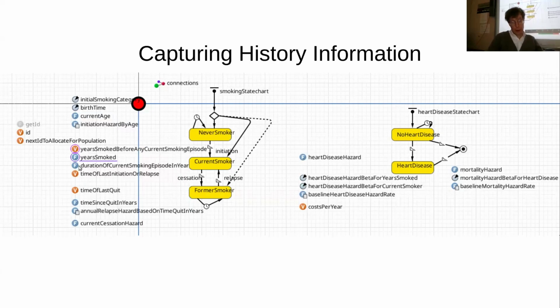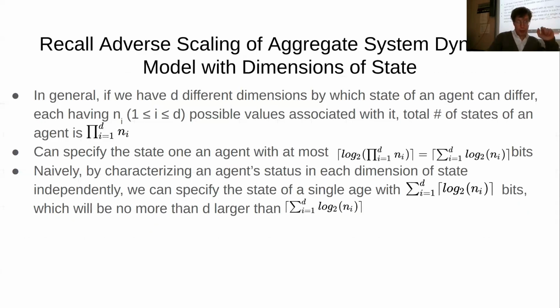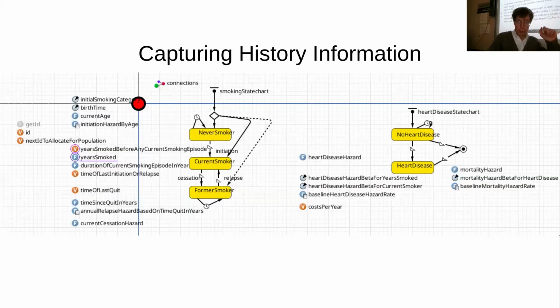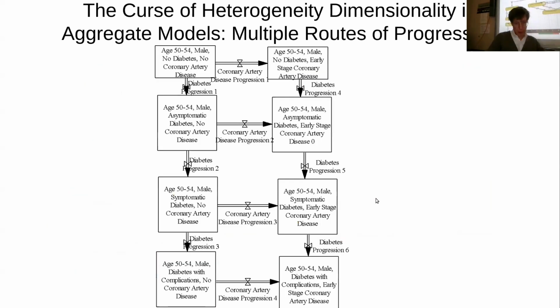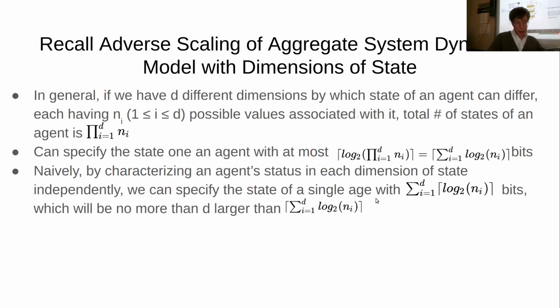So by characterizing elements of an agent's history and summarizing them, like the number of pack years someone has smoked, the number of years someone smoked, and the time since they last quit, we can often get really useful variables for summarizing model state and for shaping model evolution. So those components speak to this accumulation of history information as a salient feature.